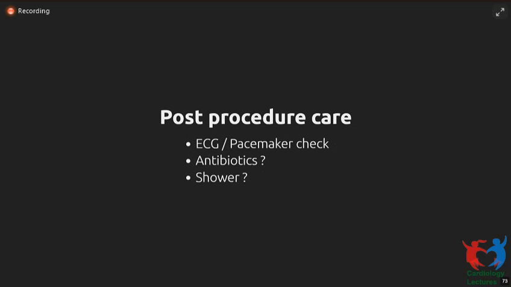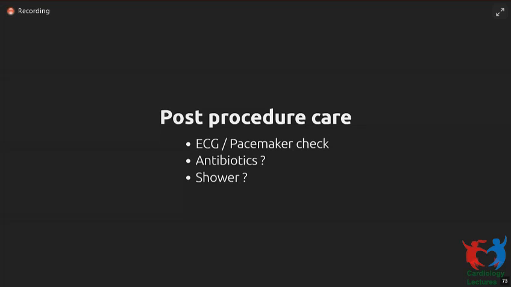Ideally, you can check for pacemaker function on an ECG, and it's also good practice to check the device so that you check the programming and reprogram if required, everything before the patient gets discharged.